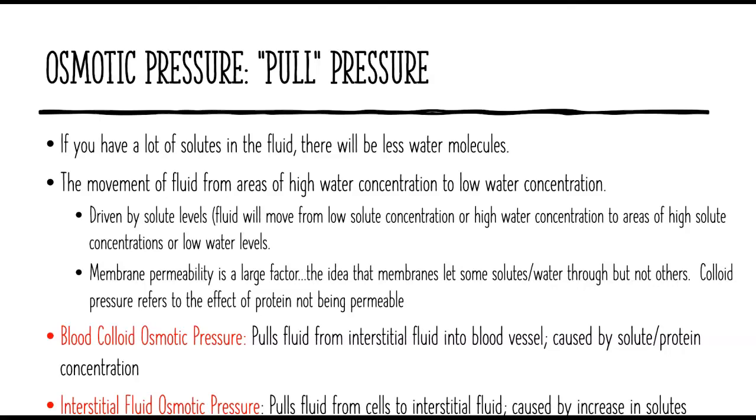There are two types of osmotic pressures that we're dealing with. Blood colloid osmotic pressure, which is going to pull fluid from the interstitial fluid into the blood vessel, and it's going to be caused by solute or protein concentration. And then interstitial fluid osmotic pressure, which is going to pull fluid from the cells to the interstitial fluid, and this is also caused by an increase in solutes.